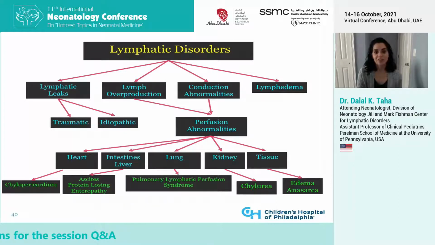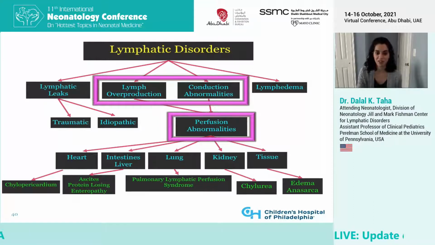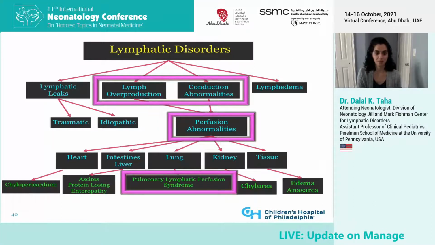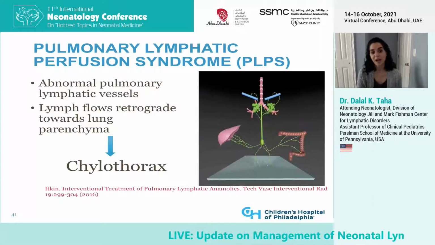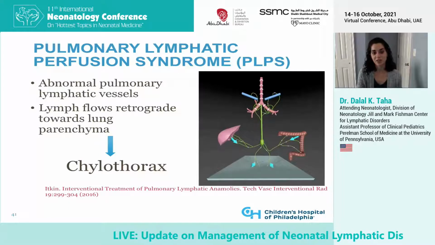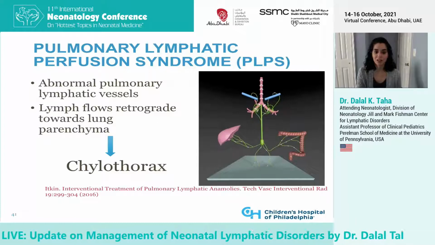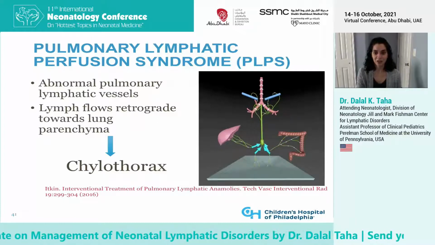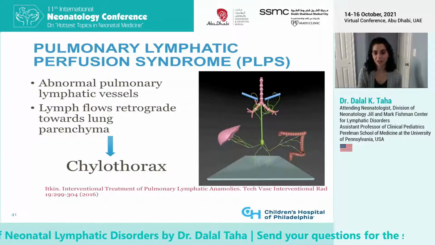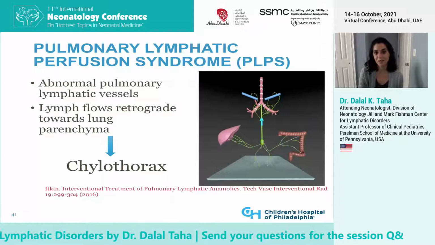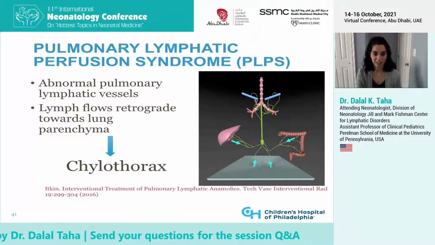So the next category of lymphatic disorder we commonly see in neonates is pulmonary lymphatic perfusion syndrome. PLPS is the result of abnormal lymph flowing retrograde from the thoracic duct to the lungs while the remainder of the system is normal. When it occurs in infants, it results in neonatal chylothorax. Although this pattern is believed to be secondary to abnormal fetal development of the central lymphatic conduction system, it's also the same pattern seen in older adults who have plastic bronchitis.